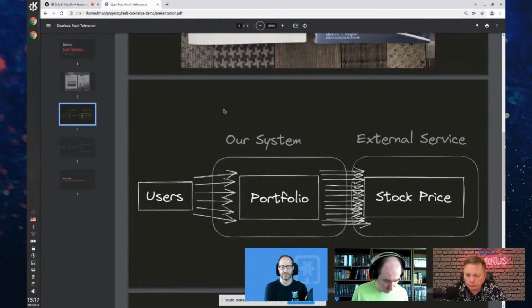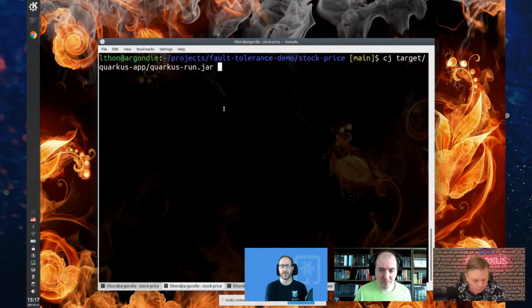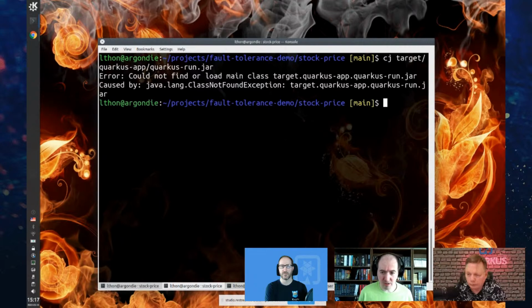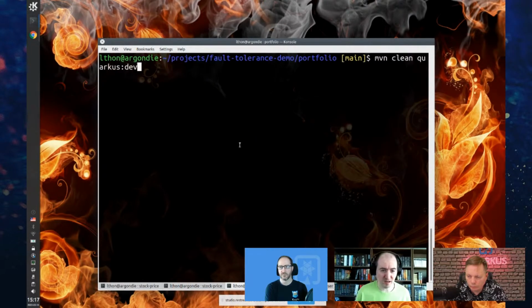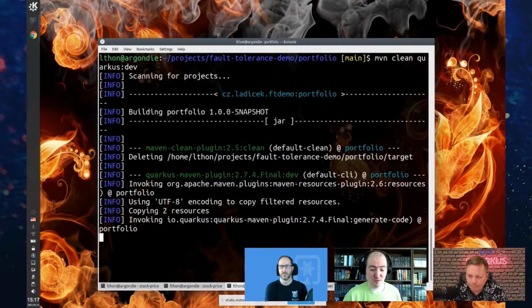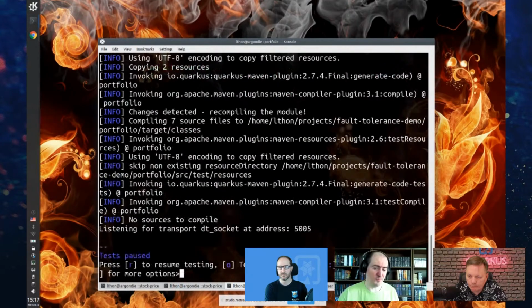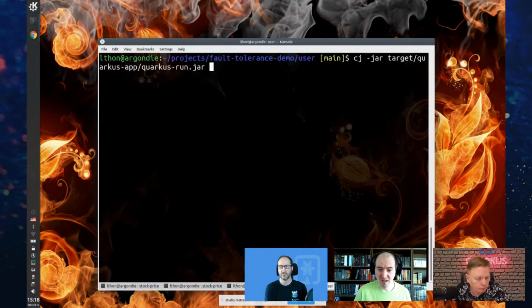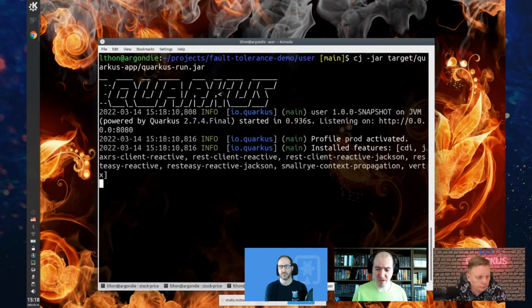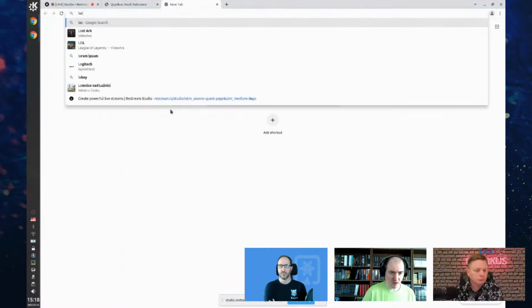Right. So let me just start a few Quarkus applications. I have the stock price service, which I'm going to run with -jar. The stock price service listens on 5050. Then I've got the portfolio service. I'll start it in dev mode because I'll be doing live changes to the code to improve its fault tolerance. That's what we'll be focusing on. Then I've got the user service, which I'm going to start as well. That listens on 8080.